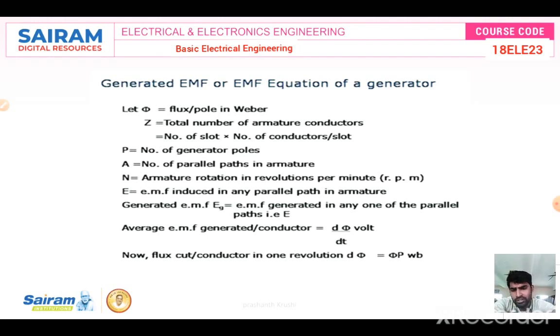So what is the flux cut by a conductor in one revolution? d phi is equal to phi P Weber, that is, P phi Weber.